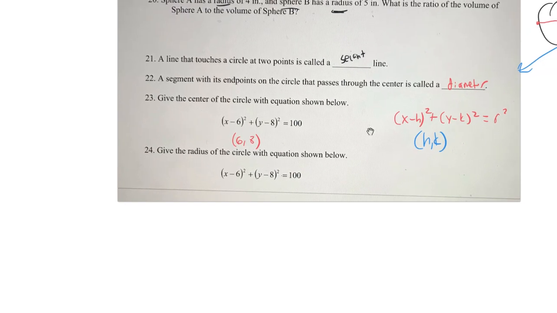Give the radius of the circle with the equation shown below. Okay, well, that should be r squared, right? Because apparently the equation of a circle is such that there's an r squared over here. So we can say that, okay, cool, 100 equals r squared. What is r then? Well, r is 10, because you could take the square root of both sides, and the square root of 100 is really plus or minus 10, but since we're looking at an actual circle, it's going to be the positive 10. Okay, so that's that.